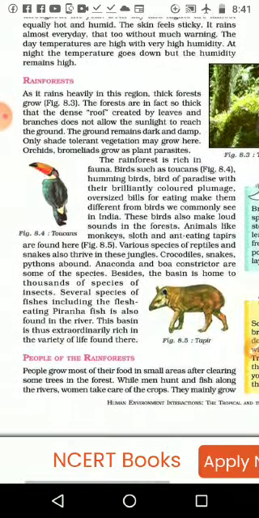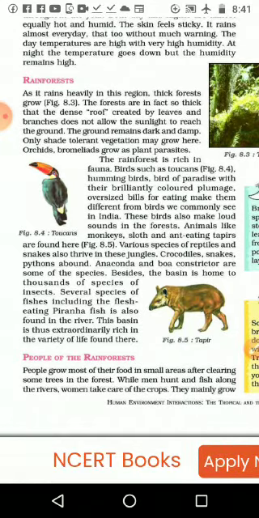What is the speciality of the rainforest? As it rains heavily in the region, thick forests grow. So it is getting maximum rainfall there, and even we can see in the Western Ghats or in the northeastern part of the Himalayas, there we are getting the maximum rainfall. There we can see thick forest also.